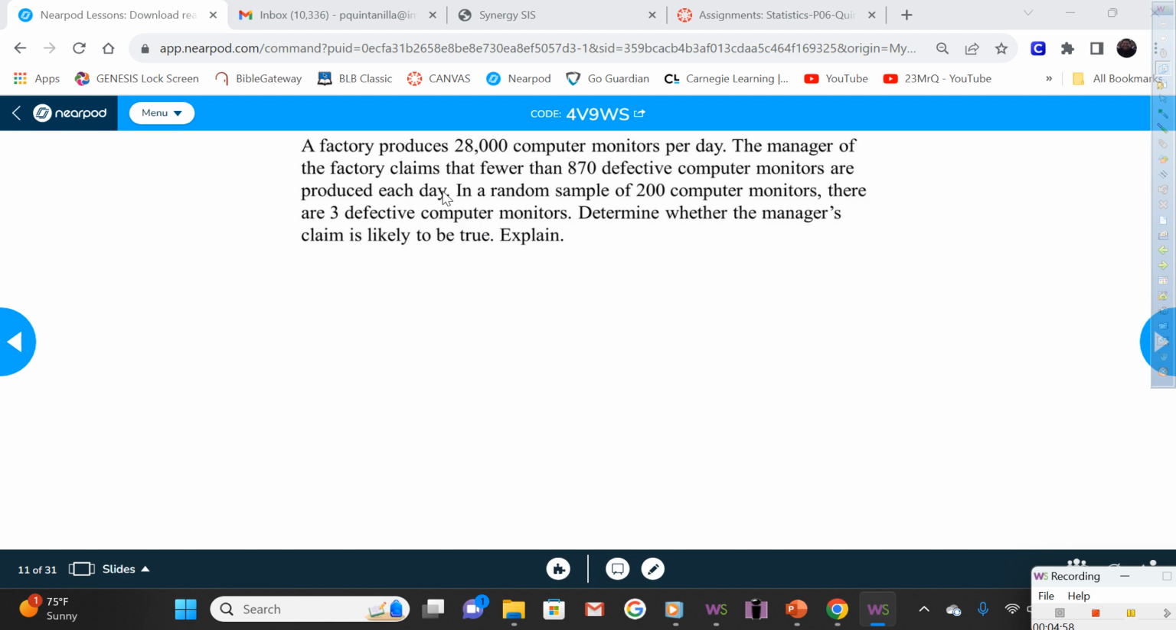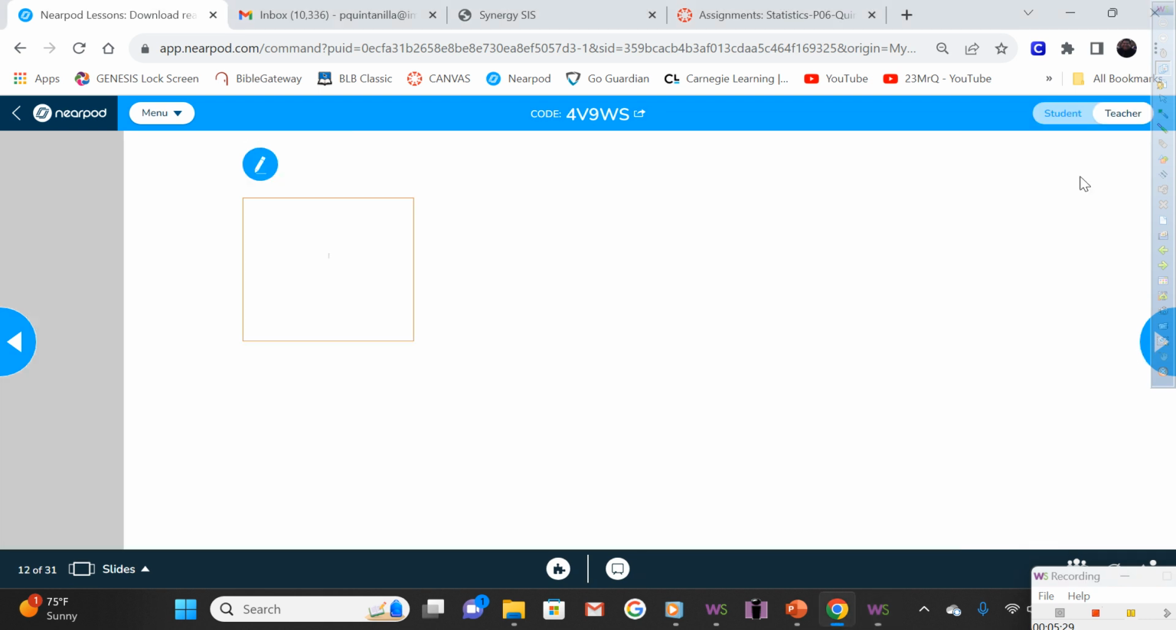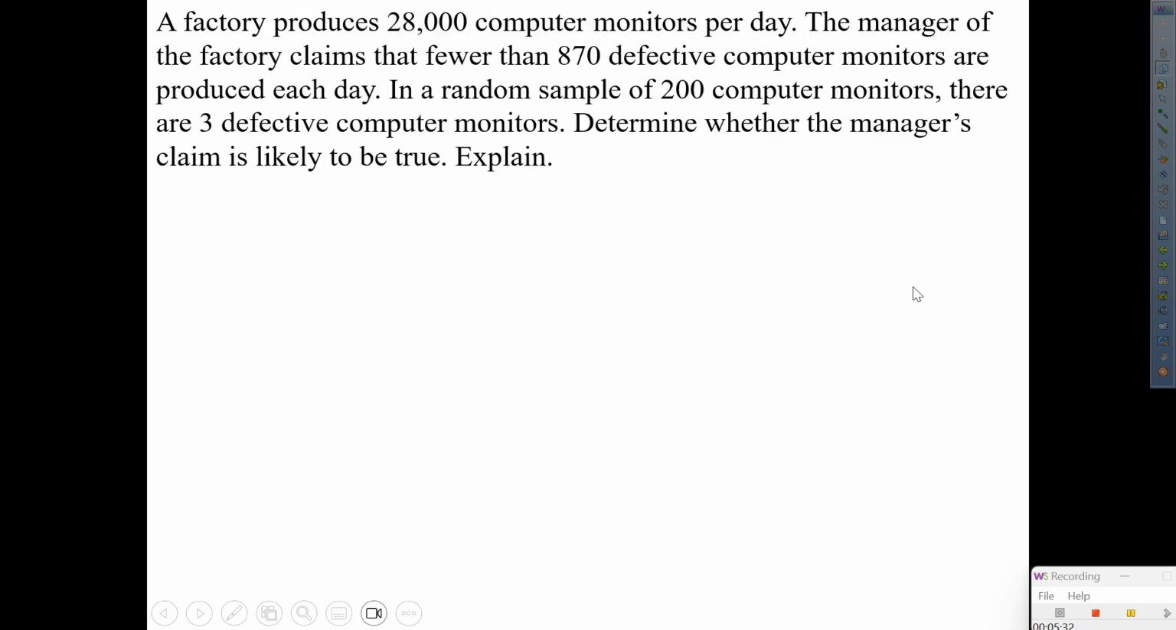Good afternoon, Mr. Q. A factory produces 28,000 computer monitors per day. The manager of the factory claims that fewer than 870 defective computer monitors are produced each day. Therefore, in a random sample of 200 computer monitors, there are 3 defective computer monitors. Determine whether the manager's claim is likely to be true. So let me forward that really quick. You are going to send me your notes.